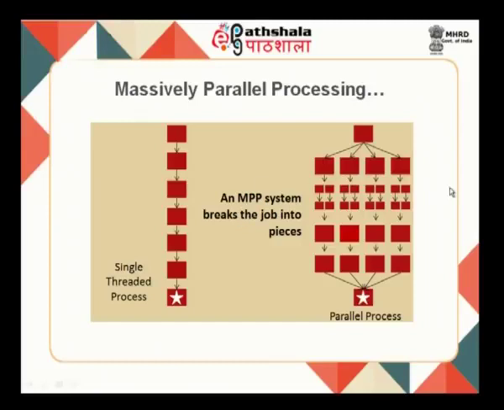But in an MPP environment, the same job is broken into pieces and each piece of the job is assigned to different servers. The different servers will connect to their storage environment, take the data, do the processing and finally, the processed partial results will be merged together and provided as one single result. So, here it is parallel processing, here it is a single thread process. This is the major difference between our traditional single or uniprocessing environment and the MPP processing environment.